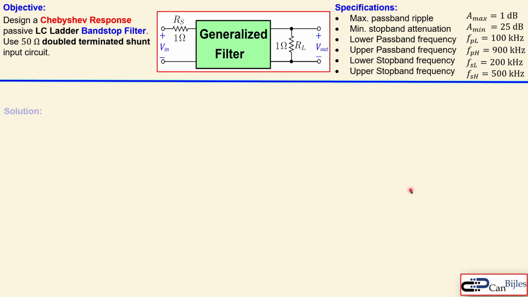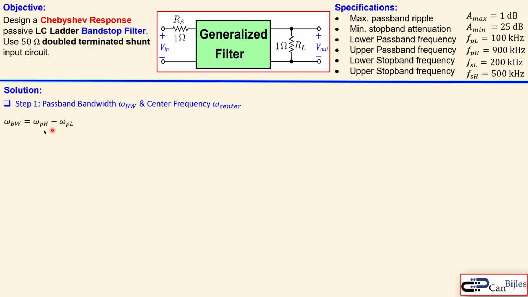So let's look at our solutions for this design. We start with step 1, which is the passband bandwidth, omega BW, and also the center frequency omega center. Now we know the bandwidth is the difference between the upper and the lower passband frequency, which is 900 kHz minus 100 kHz, which is then 800 kHz. But since it is given in omegas, we need to multiply it by 2 pi.